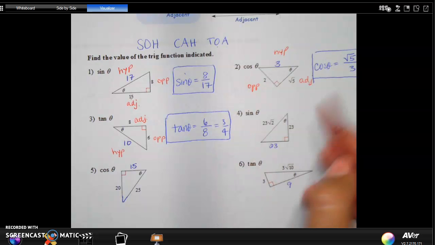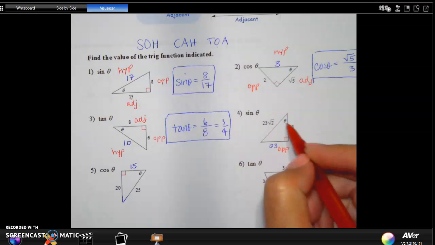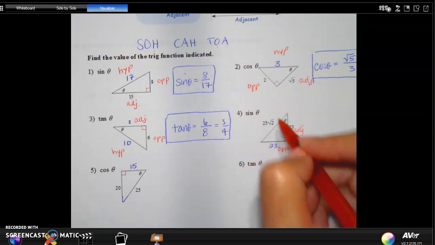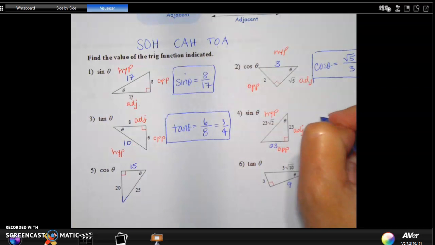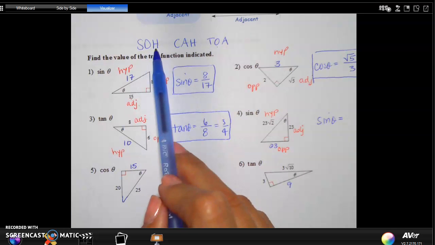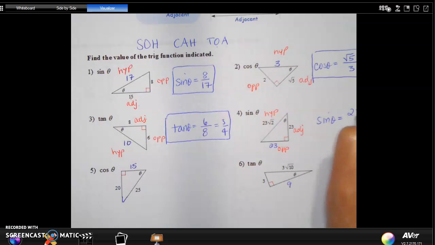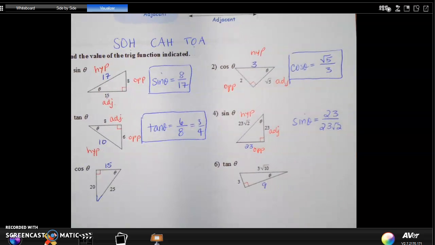For the next one, here's our angle. So this 23 is going to be the opposite side. The side next to it is the adjacent, and the side opposite the 90 degree is the hypotenuse. So here we want the sine, which is opposite over hypotenuse. So the opposite side is 23, hypotenuse is 23 root 2. Okay, so this one's going to have a little extra work to it.